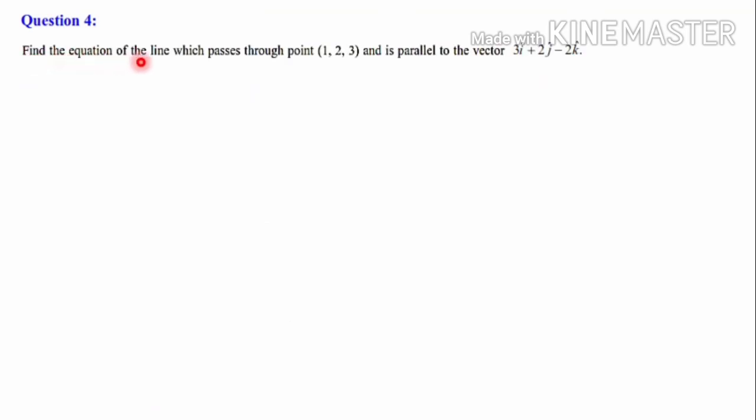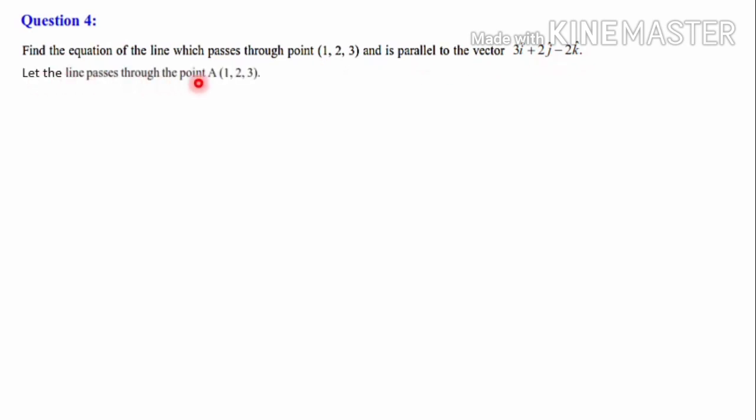Next, we shall discuss question number 4. The question is, find the equation of the line that passes through point 1, 2, 3 and is parallel to the vector 3i cap plus 2j cap minus 2k cap. From here onwards, you have to recall all your formulas and identify which form it is. Here, one point is given, a parallel vector is also given. So that is point parallel form. Point parallel form is vector r equal to vector a plus lambda into vector b. So while reading the question itself, the formula should come to your mind.